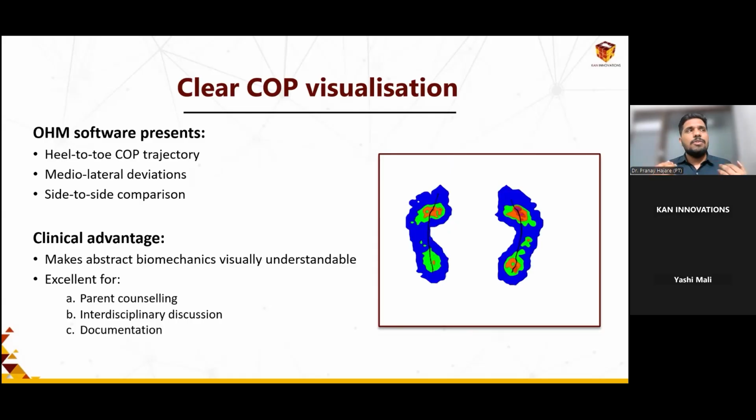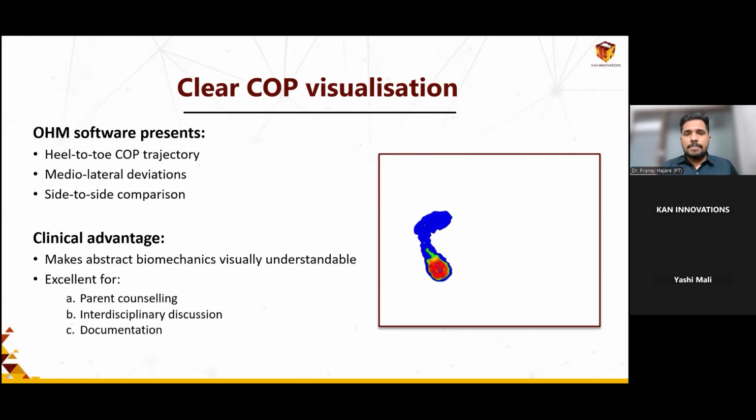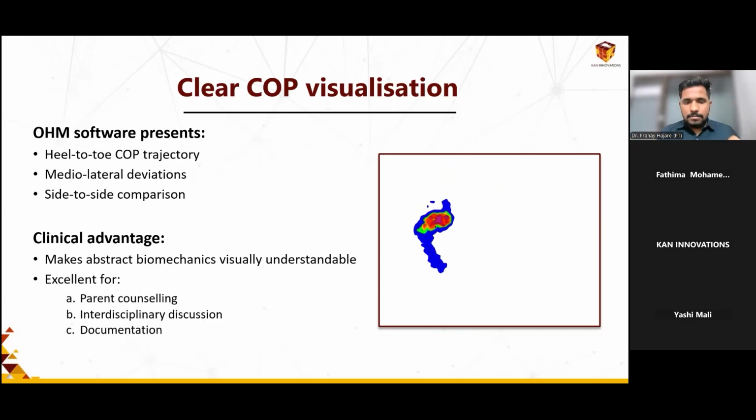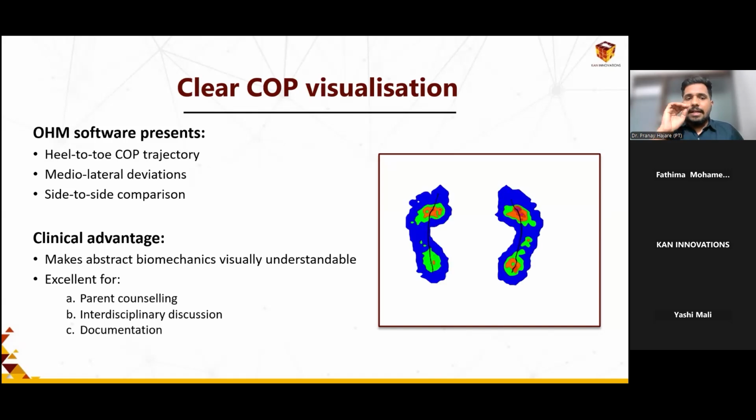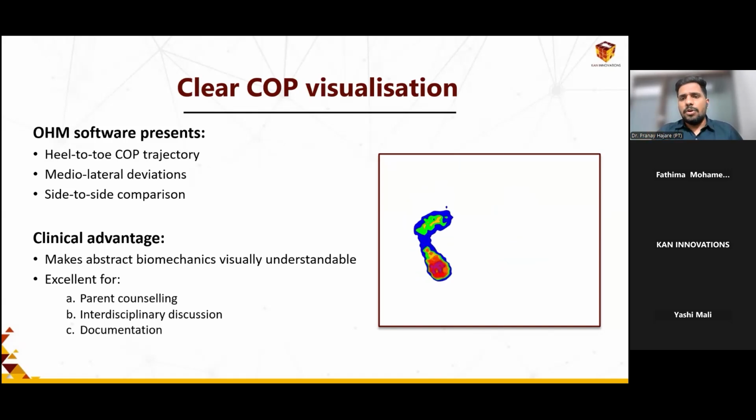This becomes extremely useful for parent counseling, because the parents can see the problem, not just hear about it. It also supports interdisciplinary discussion with the pediatricians, the orthotists and the neurologists. And most importantly, it strengthens the documentation with objective visual evidence.